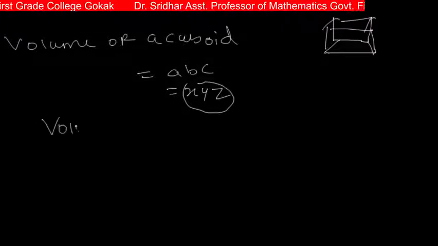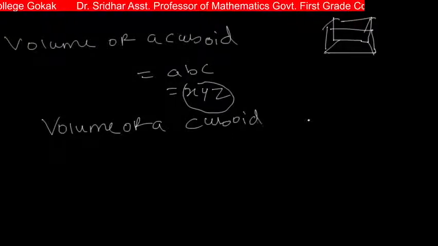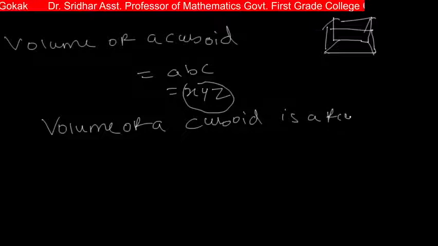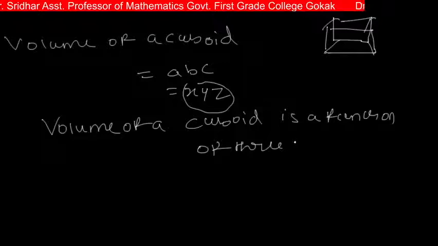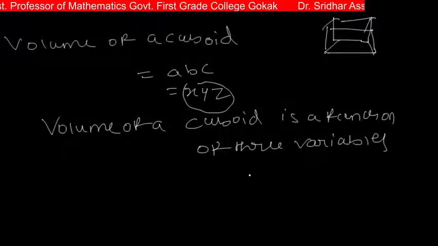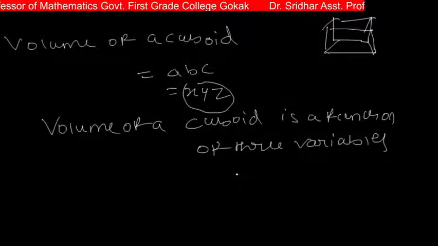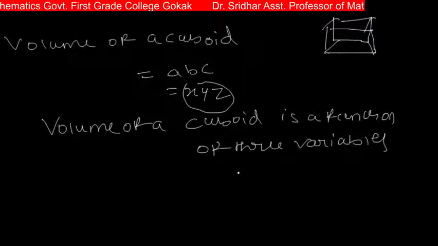Therefore, the volume of a cuboid is a function of three variables. Okay, so this is about functions of more than one variable. Now we define limit and continuity, which is our main concept.